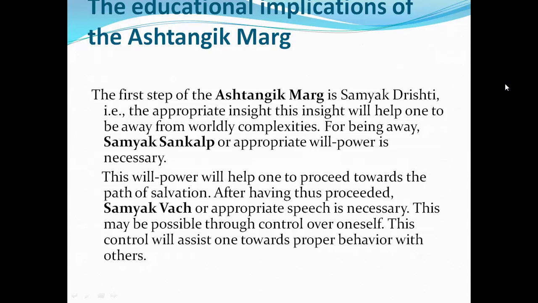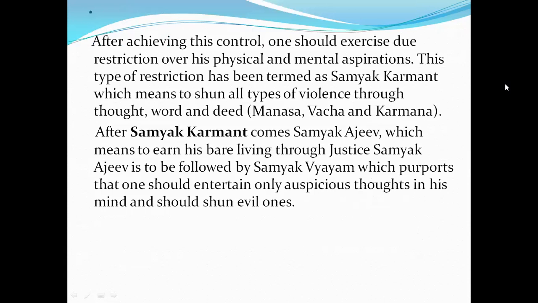After having thus proceeded, Samyak Vak, or appropriate speech, is necessary. This may be possible through control over oneself. This control will assist one towards proper behavior with others. That is the idea. Next, after achieving this control, one should exercise due restriction over his physical and mental aspirations. This type of restriction has been termed Samyak Karman, which means to shun all types of violence through thought, word, and deed: Mansa, Vacha, and Karmana.